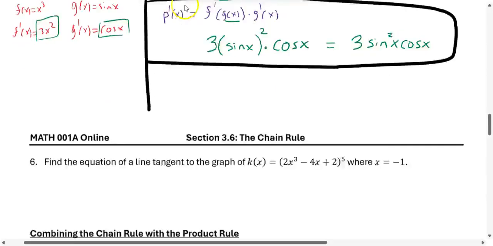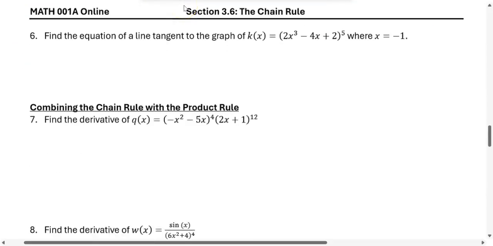All right, let's proceed on to the next page. Find the equation of a line tangent to the graph of k of x equals all of this, where x is -1. So now we're going to go ahead and find that equation of the line. So we need two things. We need a point and a slope. Let's get that point first.